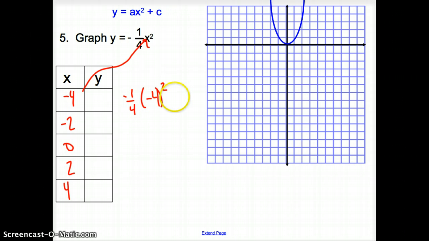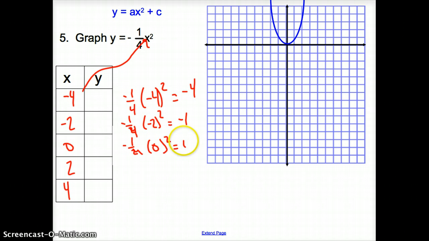Negative 4 squared is 16. Negative 1/4 of 16 is a negative 4. Then I have negative 1/4 still, negative 2 squared. Negative 2 squared is a positive 4. Negative 1/4 of a positive 4 is negative 1. Then I have, again, I keep thinking it's 1/2. So then I have negative 1/4 of 0 squared, which is 0.